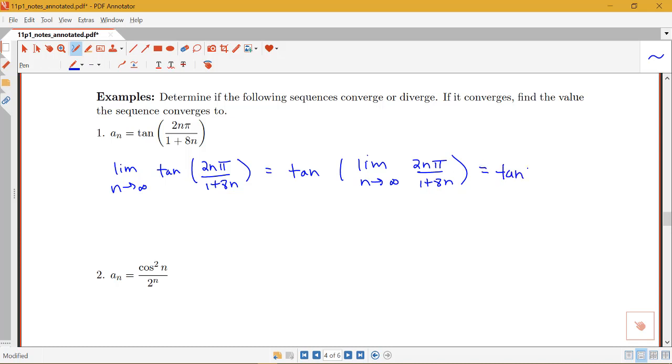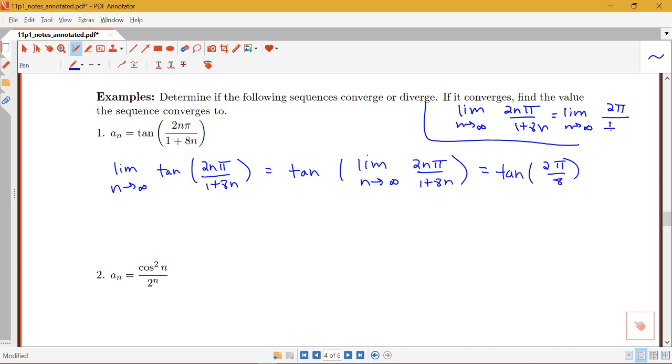So we can say that that limit is going to be the coefficient of that n power in the numerator divided by the coefficient of the n power in the denominator. So I have 2 pi over 8. Just as another little aside, if you'd done this the longhand way, 2n pi over 1 plus 8n, if I divided the numerator and the denominator by n, I'd have 2 pi over 1 over n plus 8, where 1 over n goes to 0. So that is 2 pi over 8.